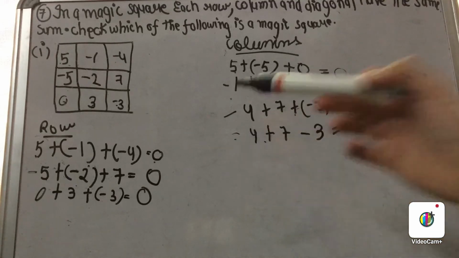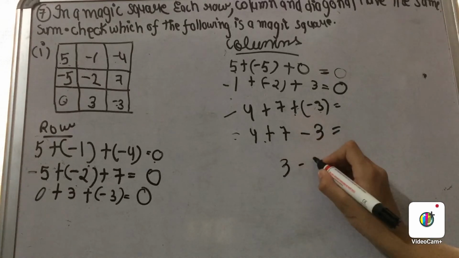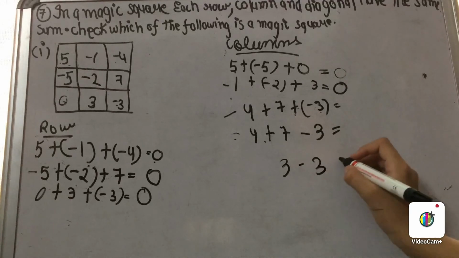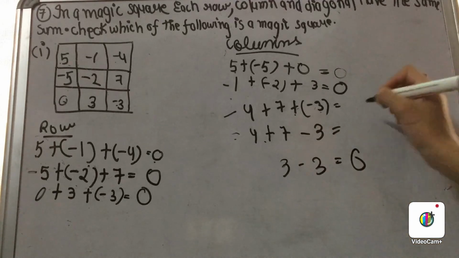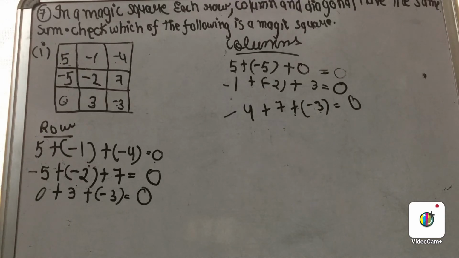So 7 minus 4, 4, 5, 6, 7. So it will be 3, and 3 minus 3 equal to 0. So this answer is also 0. Now we have found out our rows and columns. Now what is left? The diagonals are left. So now let us solve the diagonals.